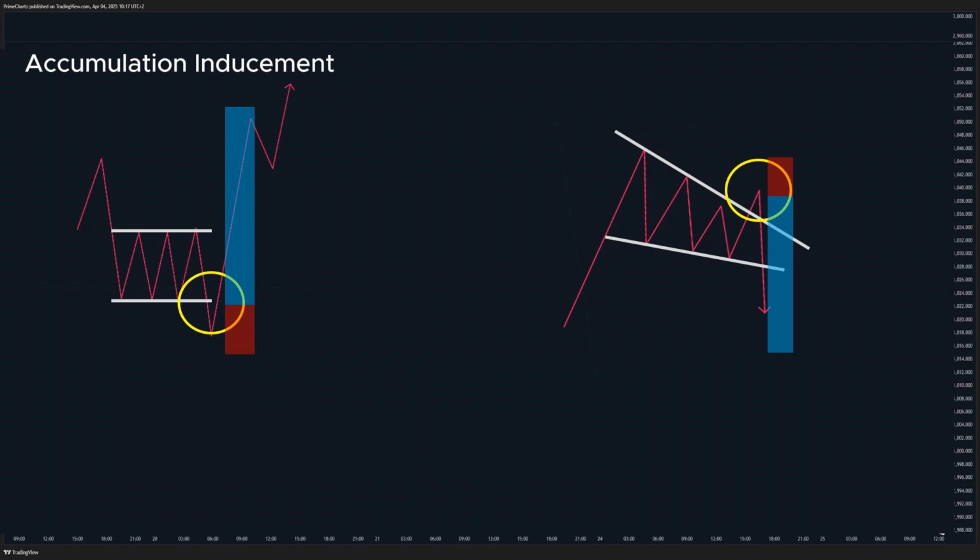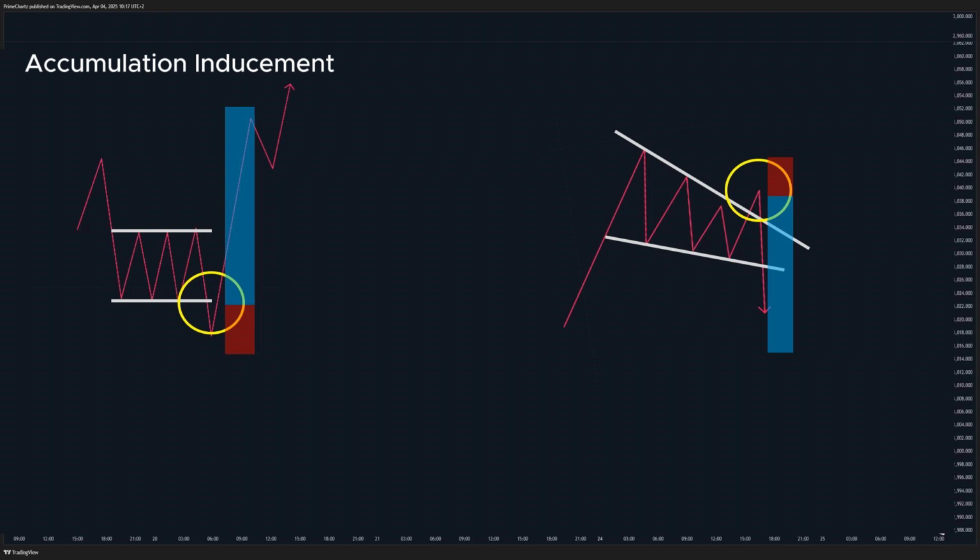Instead of continuing down, price aggressively reverses back up, completely wiping out those sellers who got tricked into entering too early. What actually happened? The market makers used that break below to induce sellers and grab liquidity before sending price in the real direction, straight to the upside. The result? Sellers are stuck, stop losses are hit, and now price is moving away without them. This is a classic example of how smart money uses accumulation zones to trap traders before making the real move.